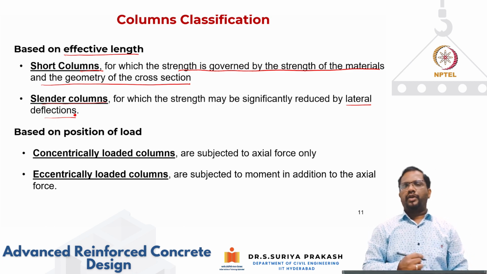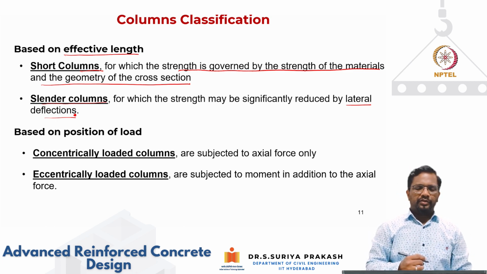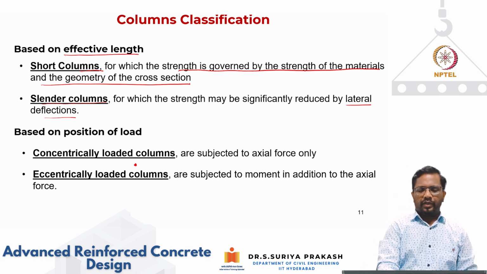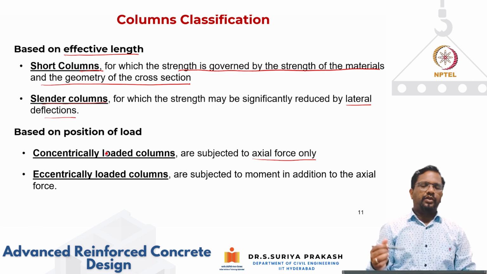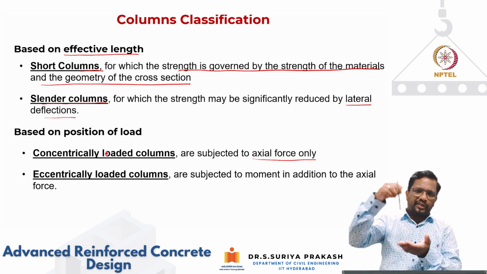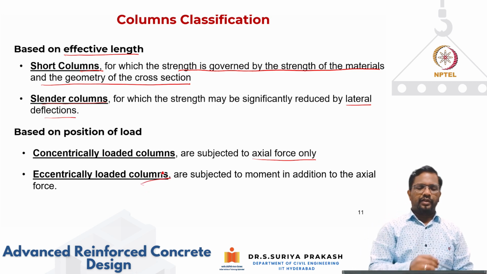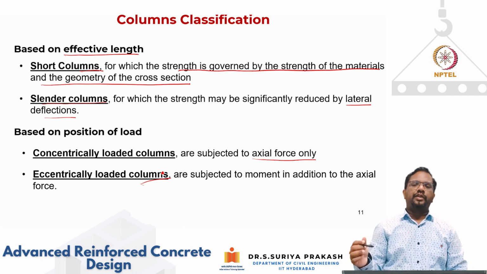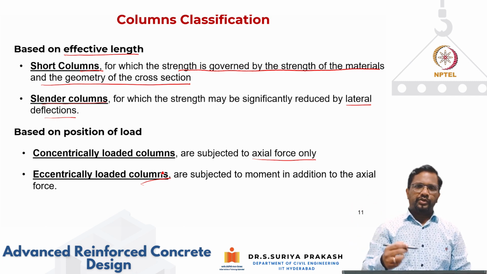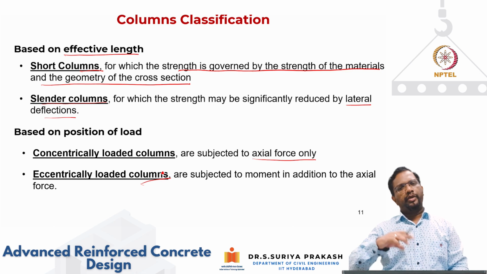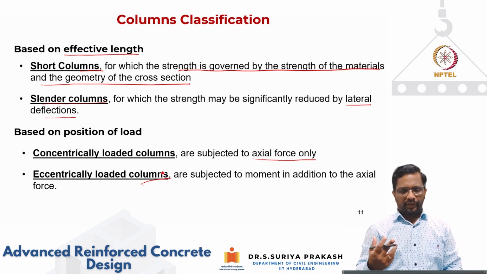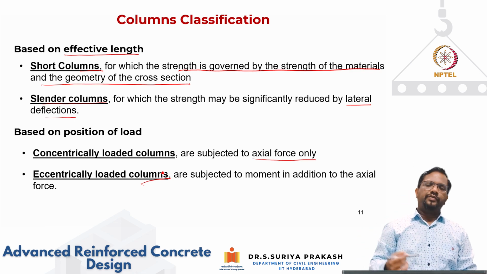Then we can also classify columns based on how the loads are getting transferred. If the columns have only axial compression force being transferred, then we call them concentrically loaded columns. That means there is no eccentricity of the load application. The second case is eccentrically loaded columns, where you will have both compression as well as bending. The bending can be about both axes, which we call biaxial bending. So this is the way we classify.